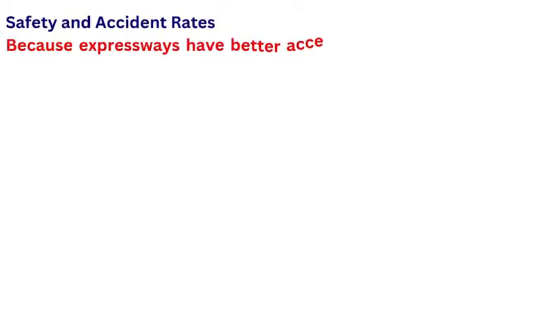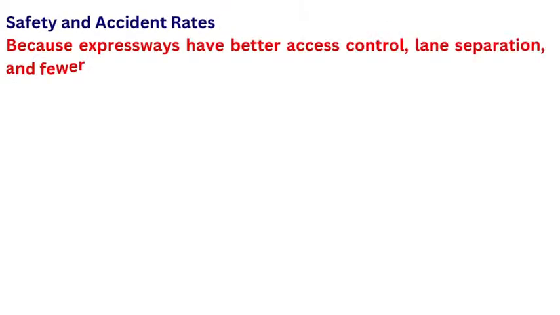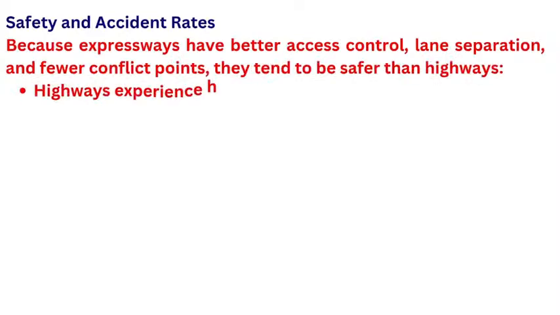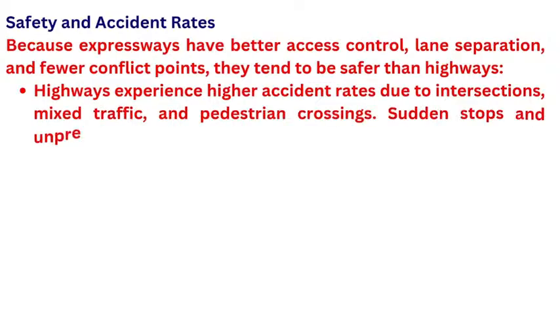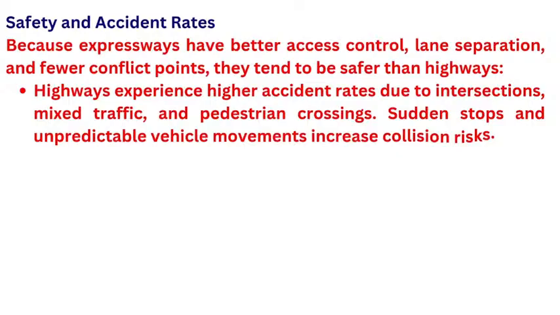Safety. Because of better access control and fewer conflict points, expressways tend to be safer than highways. Highways experience higher accident rates due to intersections, mixed traffic, and pedestrian crossings. Sudden stops and unpredictable vehicle movements increase collision risks.